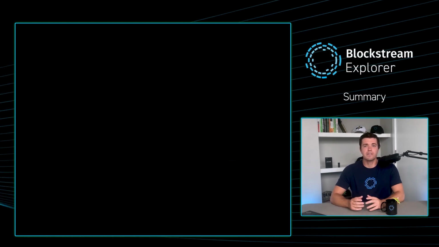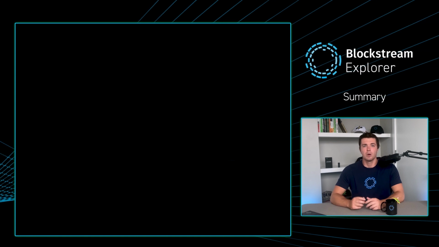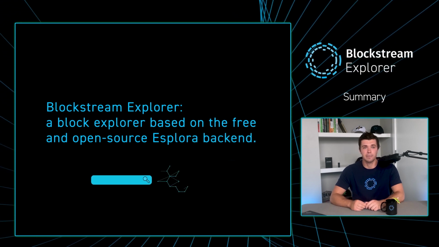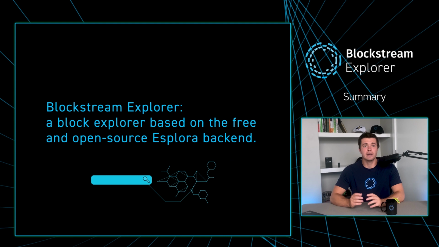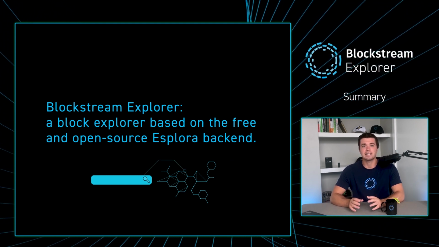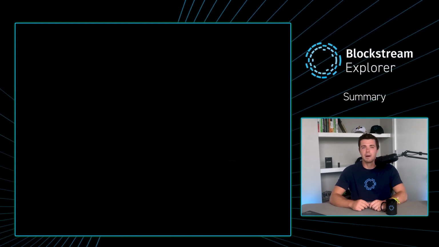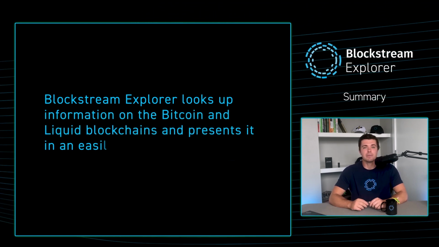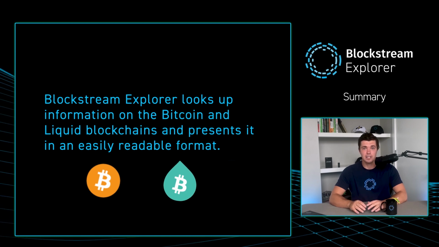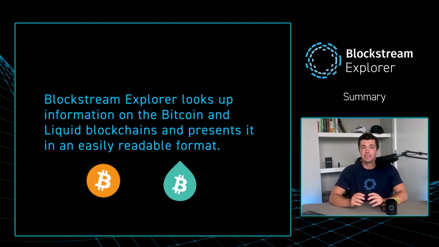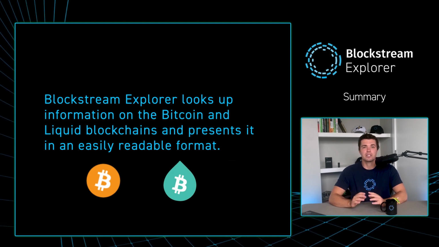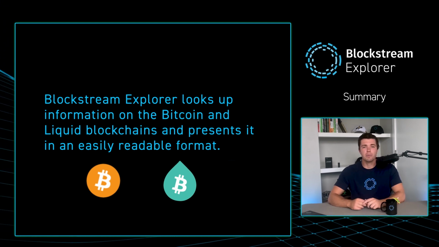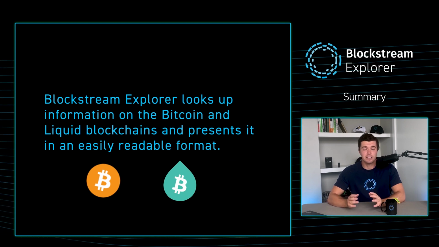Before we close out for today, let's review what features we learned about the Blockstream Explorer. We first discussed the Blockstream Explorer as a block explorer based on the free and open source Esplora backend. This aggregates and indexes public data from the Bitcoin and Liquid blockchains and then displays the information in an easy-to-read format. We then talked about what the Blockstream Explorer is not capable of to help us learn what it is capable of. For example, the Blockstream Explorer cannot change any data, transactions, code, really anything you can think about, this tool cannot change. The Blockstream Explorer simply looks up information on the Bitcoin and Liquid blockchains and presents it in an easily readable format.